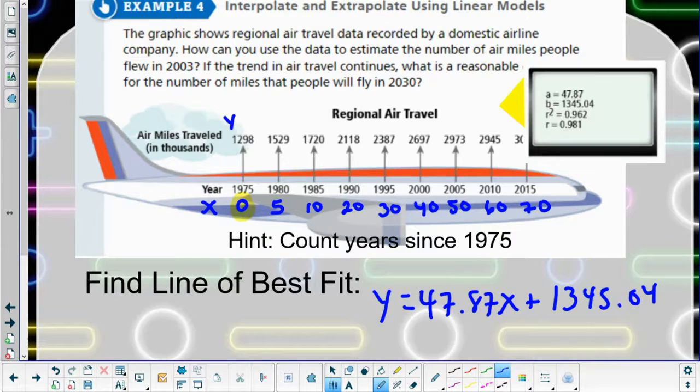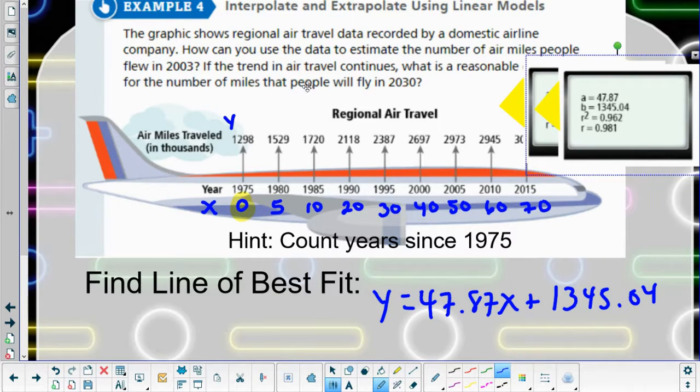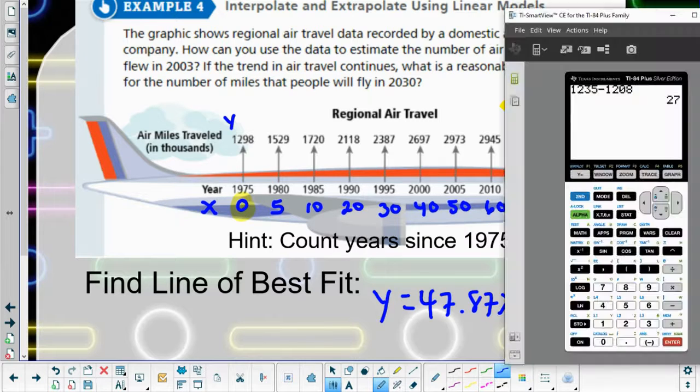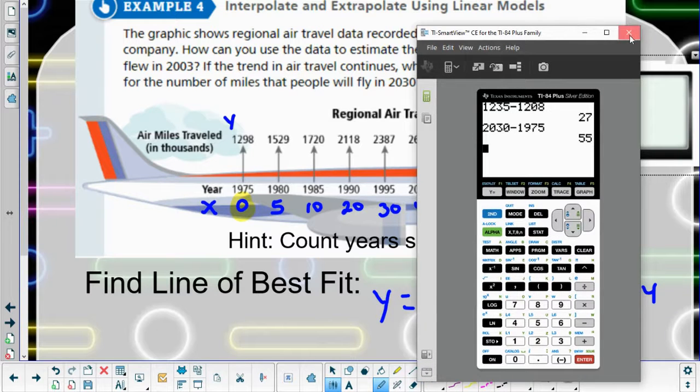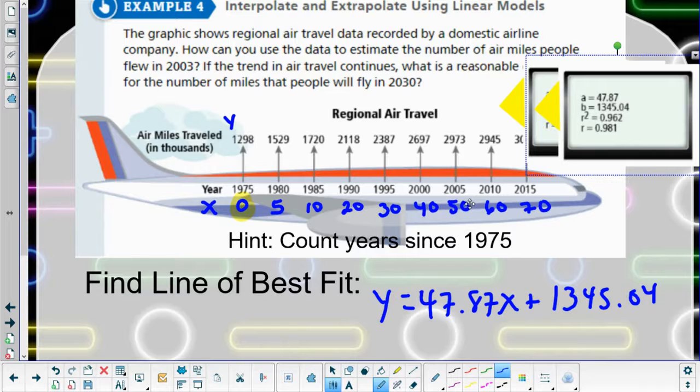Now we have to look at what other questions they ask us. They ask us, what is a reasonable prediction for 2030? Well, how many years is 2030 from 1975? So if I take my calculator and I take 2030 minus 1975, we're predicting 55 years. So as you can see, 55 years would be here between 2005 and 2010. Did I not do this right? Let me double check.